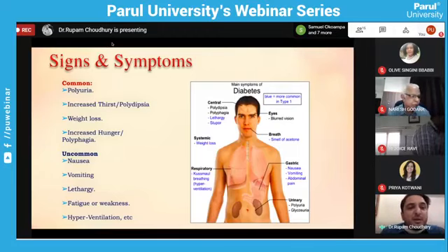Why polyuria? Because a glucose molecule carries 2 molecules of water along. So when glucose is passing through our urine, there will be more water going out of the body.